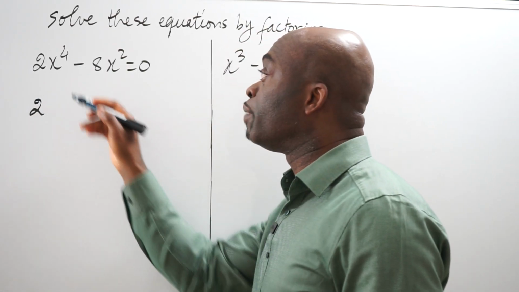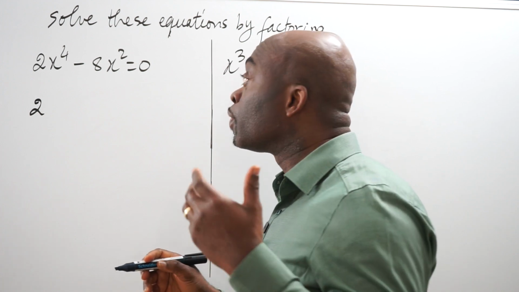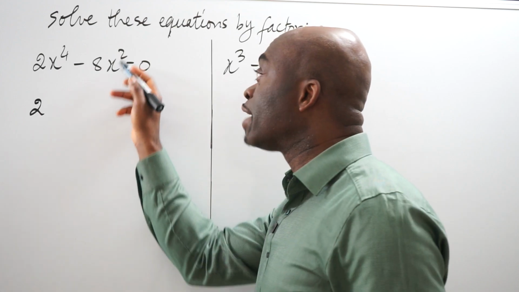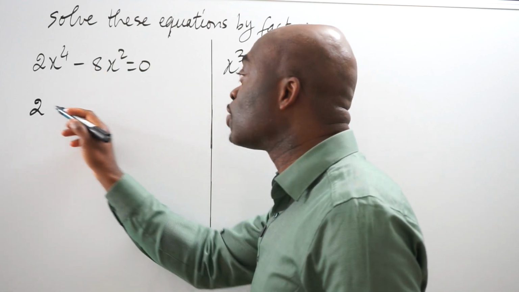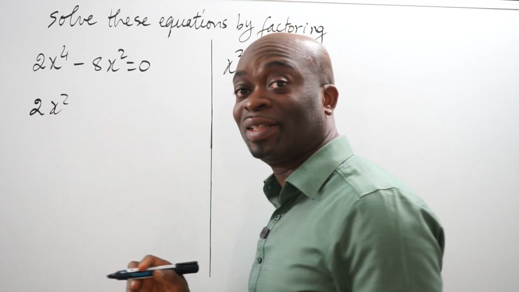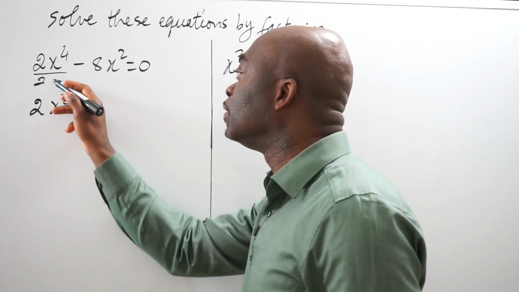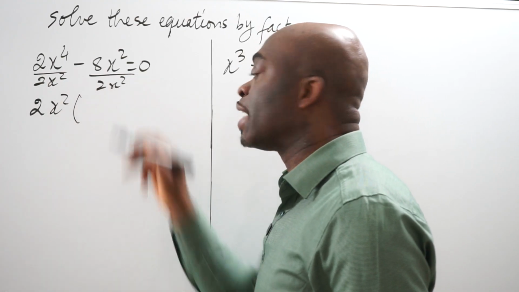Now, how about the variables? X to the fourth, x to the second. We said this before. Whichever is the smallest power is always your greatest common factor. So between x to the second and x to the fourth, x to the power 2 is the smallest one. So that would be the greatest common factor automatically. All right? Then we can divide both of them by 2x to the second.